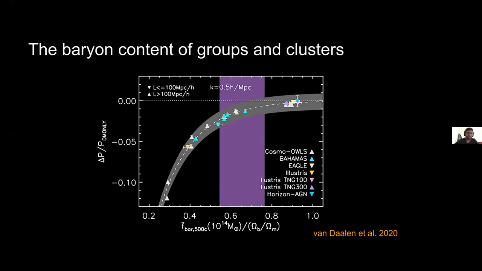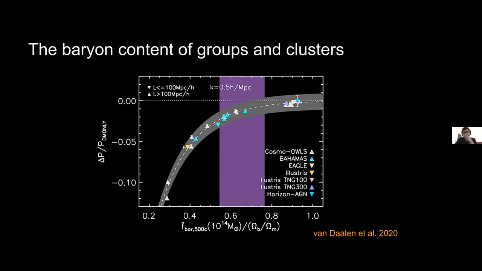And a nice example of trying to model this effect was shown in this recent work by Van Dalen et al., where again the y-axis shows the response in the total clustering of matter in the hydrodynamic simulation relative to a dark matter only case at a particular scale, which is k equals 0.5 in this case. And the x-axis is now showing the baryon content of cluster mass halos, so the amount of baryons within R500. And you notice that there's a pretty well-defined relationship here where simulations where most of the baryons are retained are the ones where the matter power spectrum is the least perturbed, and vice versa. And of course, this goes back to this idea of AGN blowing gas out of halos.